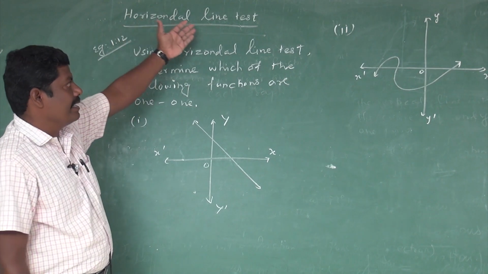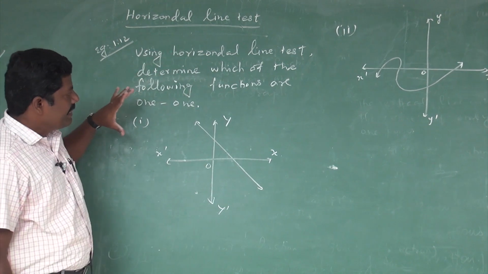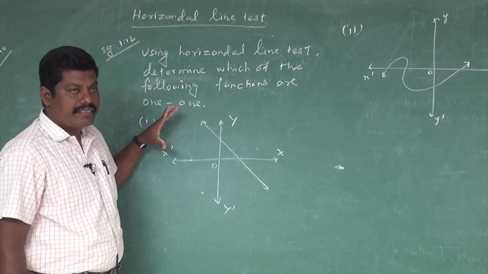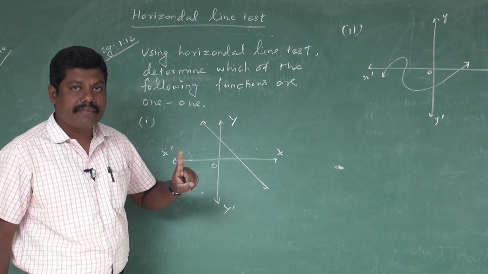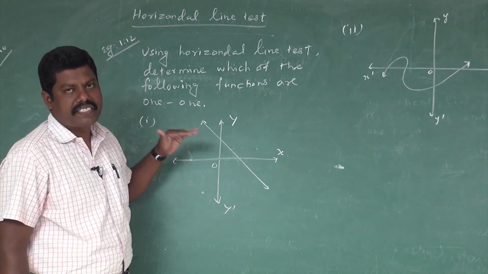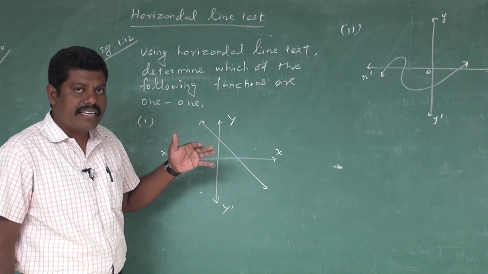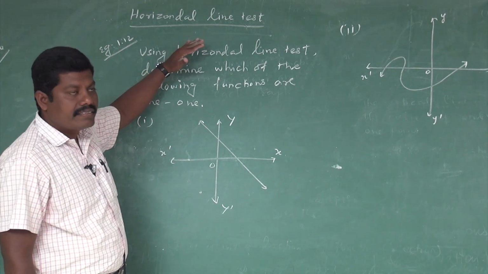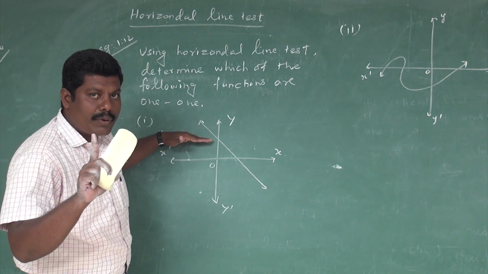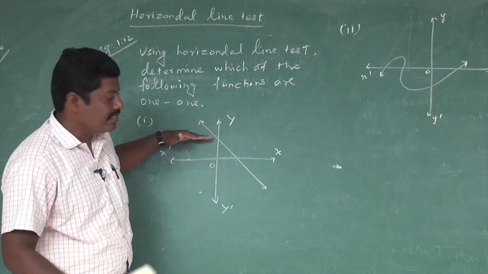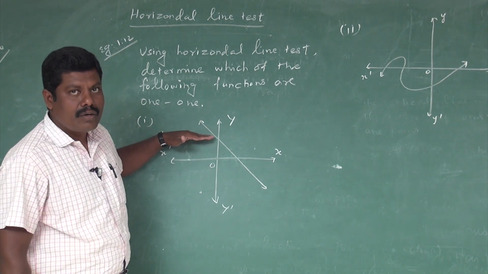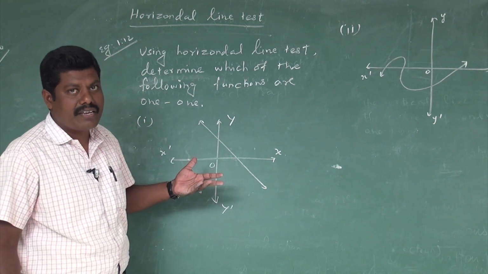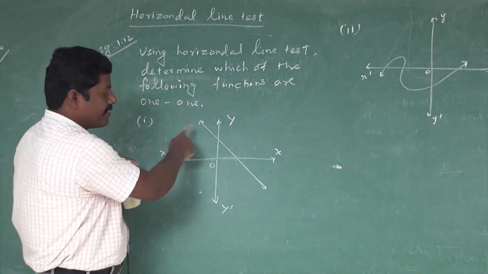So next, horizontal line test. Every horizontal line cuts the curve at one point means it is a 1-to-1 function. Otherwise, it is not a 1-to-1 function. That's all. Every horizontal line cuts the curve at only one point means it is a 1-to-1 function. More than one point means it is not a 1-to-1 function. That's all.